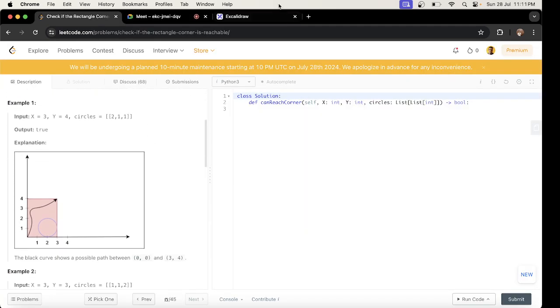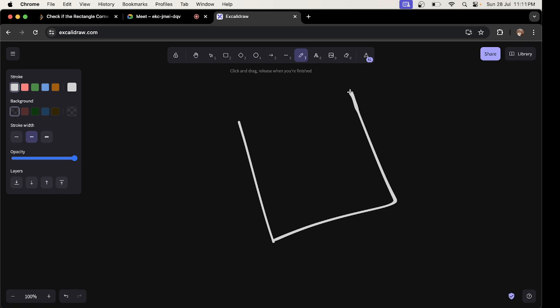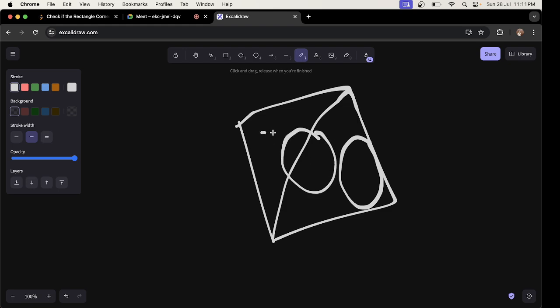Fourth one is very simple. They tell you that they have a rectangular space, and there are some circles inside it. You just have to find a way from this point to this point such that the path doesn't intersect or fall in between any circle. So the path can't fall between any circle, so this can't happen. You just have to tell whether there is a path or not. Question is clear, right? Yes. Now this is a very simple question.